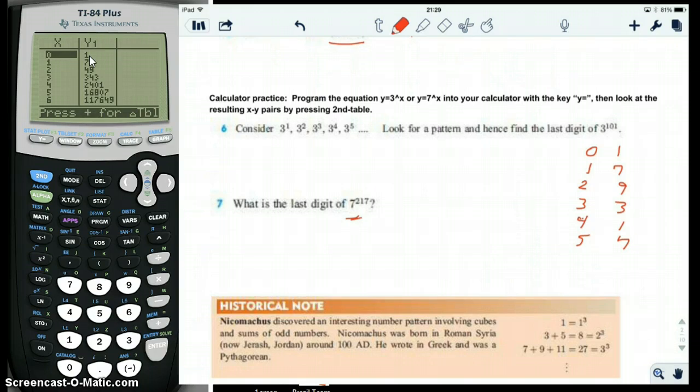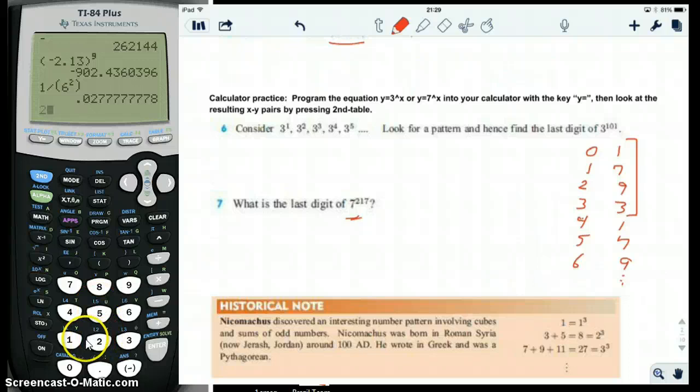So the cycle is basically 1, 7, 9, 3, and then it starts over again. You can see that for 6, it's 9 again. So it's going to repeat. And so now we just need to figure out what the last digit is going to be when it gets to 217. We know that it's a cycle of 4, and 217 is actually the 218th number because the first number is 0, right?